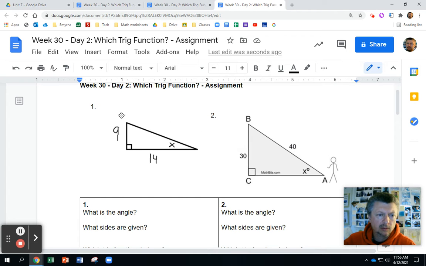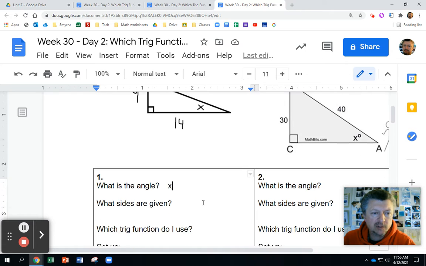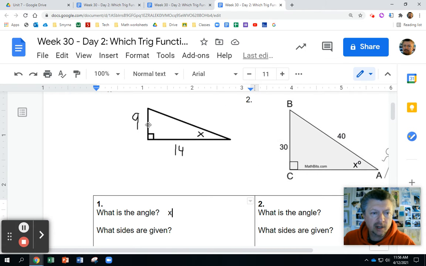Number 1 here. We have an x here. It says, what's the angle? The angle's x. There's the angle. You don't know what it is, it's x. Sometimes there's a number there, sometimes a letter. What sides are given? Well, we have 9 and 14.